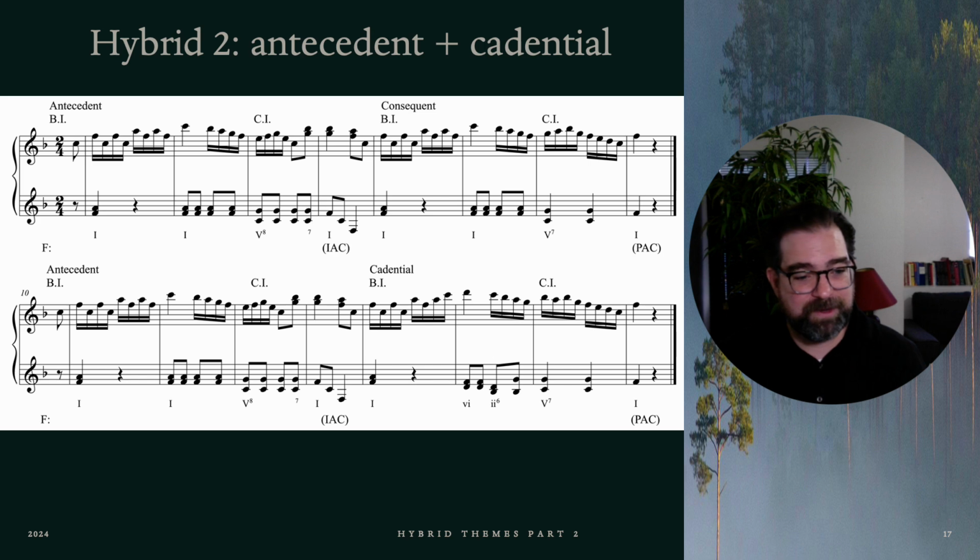So, did you hear that? It was kind of interesting, right? Because it sounded a lot like an antecedent phrase, but you could tell that there was increased harmonic activity pushing us into this final cadence. So you can really hear that cadential progression.